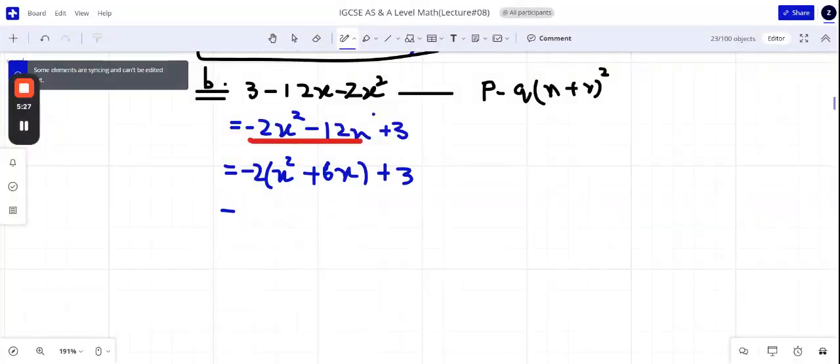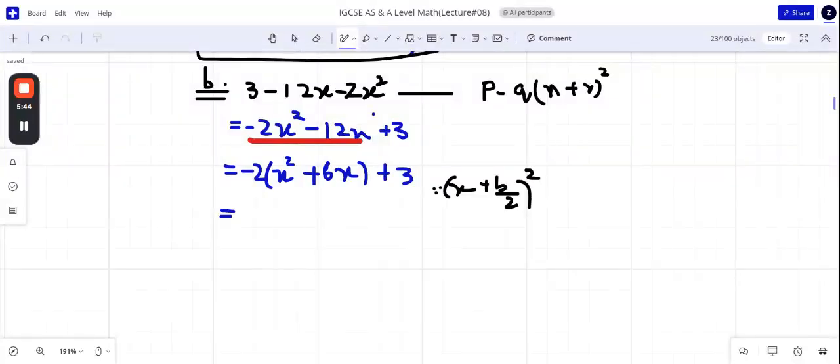Now we will apply the completing square formula. We will make the completing square inside parentheses, in parentheses only. So the completing square formula is x plus b by 2 whole square minus b by 2 whole square. Then x always we will keep the same. So what is b by 2? B means the coefficient of x, which is 6. So it would be equal to 6 by 2, which is equal to 3.